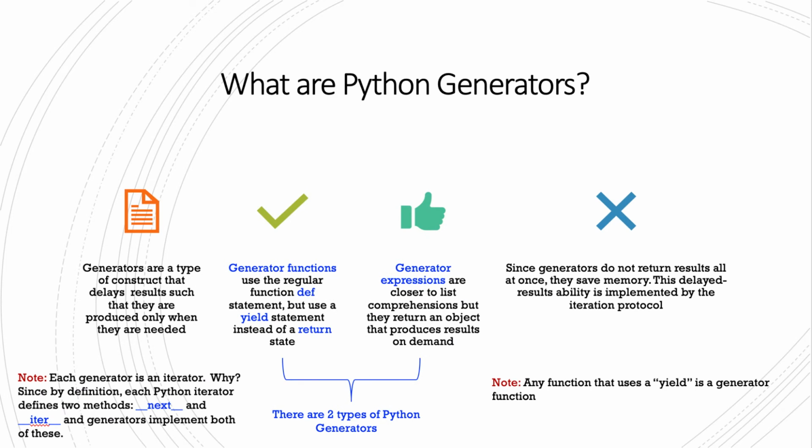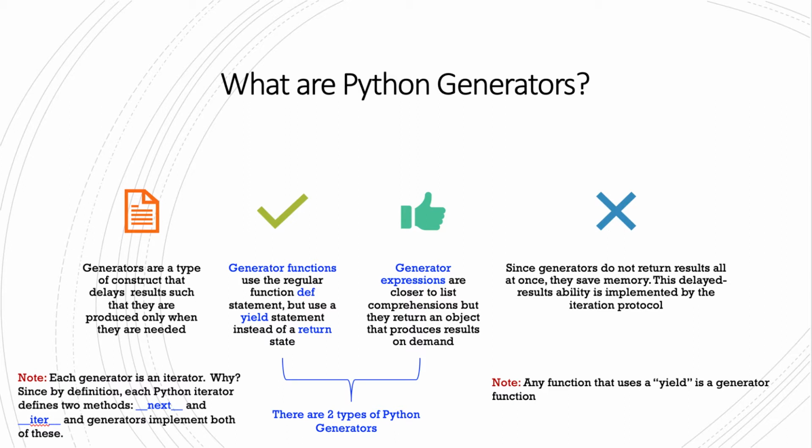Let's start by defining what Python generators are. Generators are a type of construct that delays results such that they are produced only when they're needed. There are actually two different types of Python generators, a generator function and a generator expression. Generator functions use the regular function def statement to define them, but they use a yield statement instead of a return statement. Generator expressions are closer in how they look to list comprehensions, but they return an object that produces results on demand. Since generators do not return results all at once, they save memory.